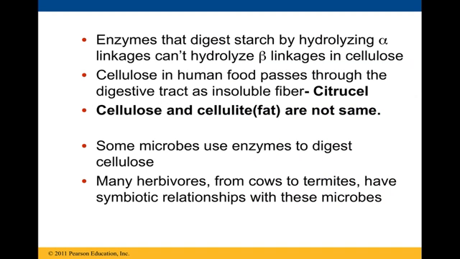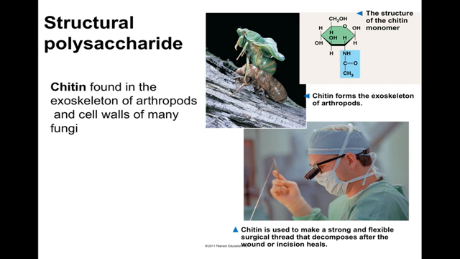We are unable to use cellulose, but cows and termites, which can eat paper and wood, respectively, have bacteria which make enzymes to digest cellulose. So they are able to use it. Humans cannot.